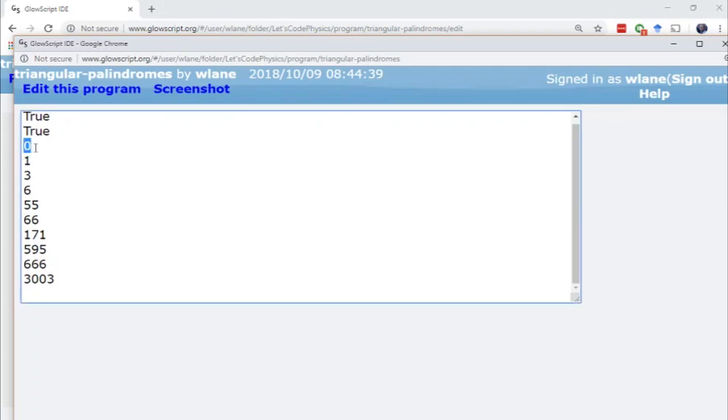So 0 is obviously a triangular number because you just add no numbers together, and it's obviously a palindrome. 1 is clearly a triangular number because you just add 1. 3 is a triangular number, 6 is a triangular number, 55 is a triangular number, and it's a palindrome. The palindromes are easy to see because you just read them forwards and backwards. The triangular number is the piece that we really need the code to check for us. And so it's neat to know that 3003 is somewhat unique.